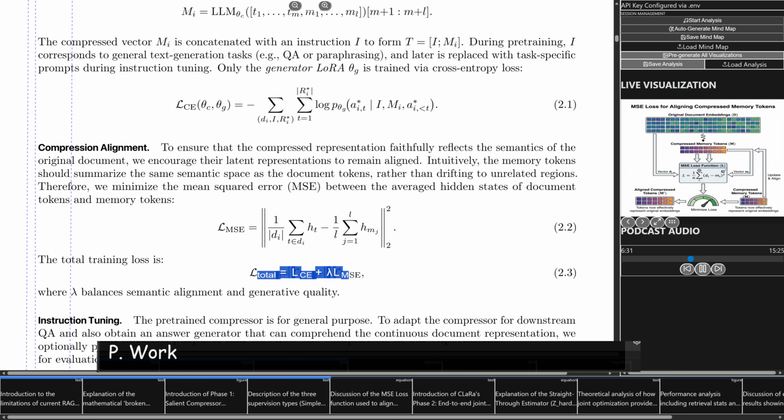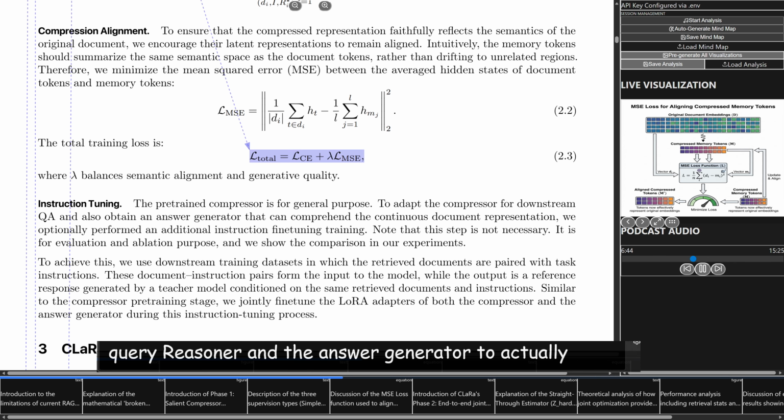Okay, phase one is done. We now have these dense, efficient, and mathematically aligned compressed documents. The data is ready. But now we're back at the hard problem, the end-to-end training. How do we get the query reasoner and the answer generator to actually talk to each other without hitting that discrete brick wall?